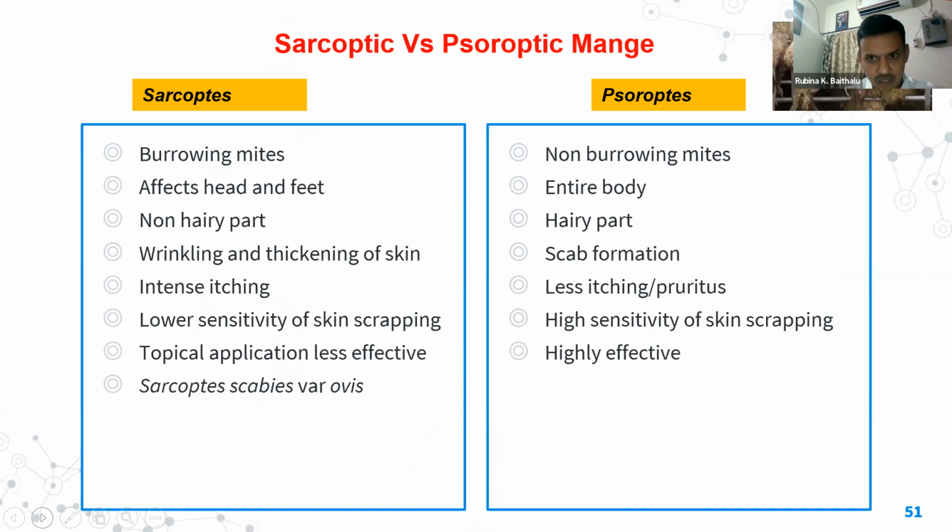As I've already discussed, Sarcoptes is a boring mite and Psoroptes is a non-boring mite. So that is very important. You should differentiate them morphologically, then you can go for treatment.